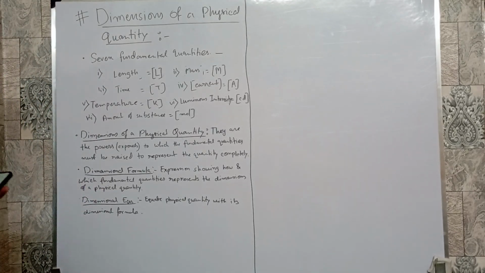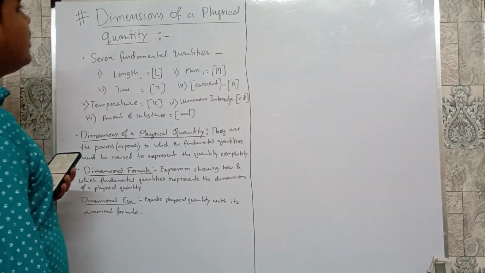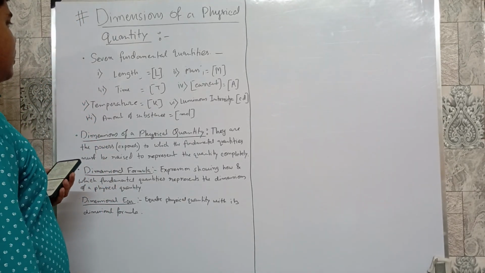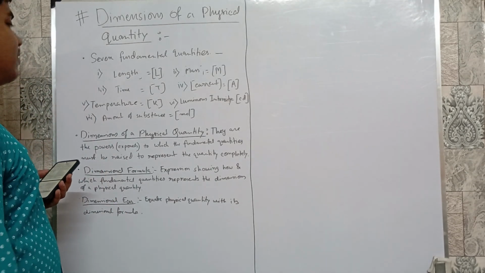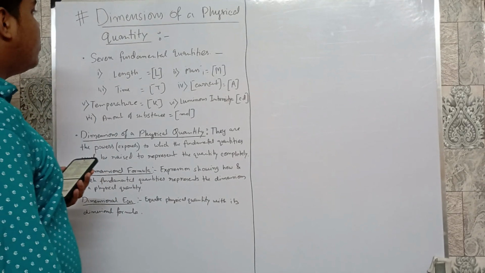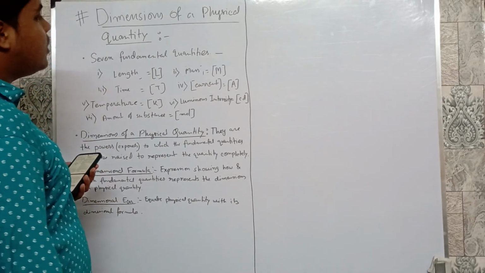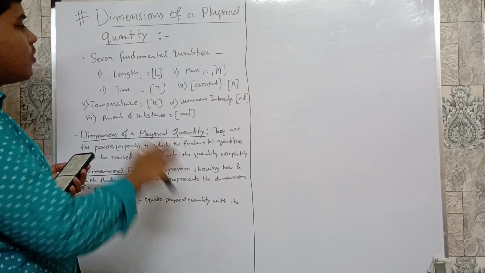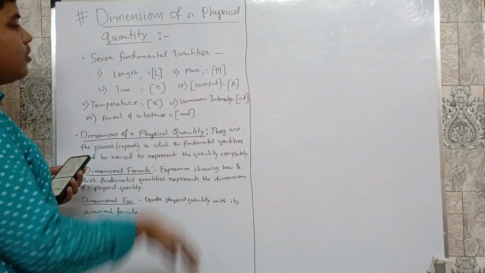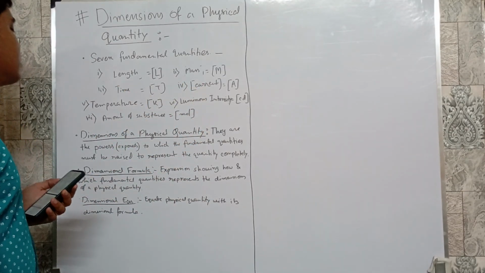Welcome dear students. Today we will try to understand the meaning of a dimension of a physical quantity. We have studied earlier there are 7 fundamental quantities through which we can derive the units and possibly the dimensions of all other quantities, which are called derived physical quantities.